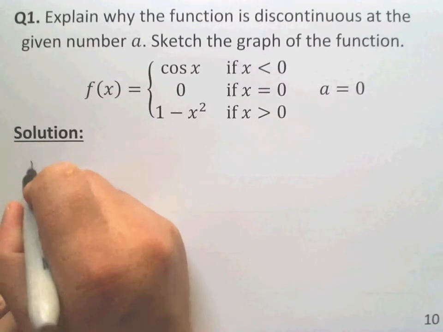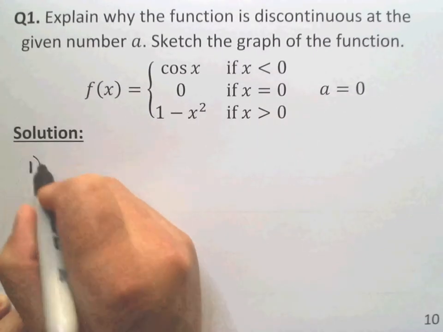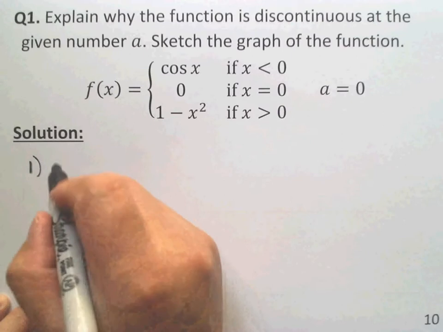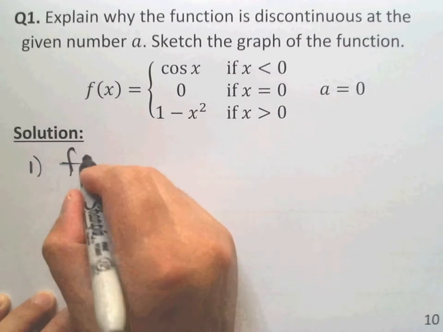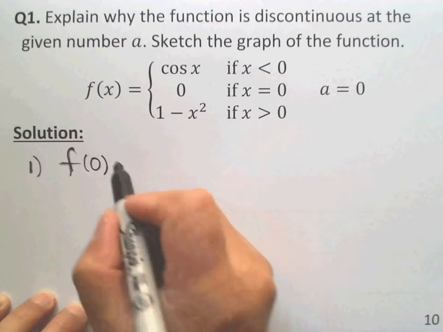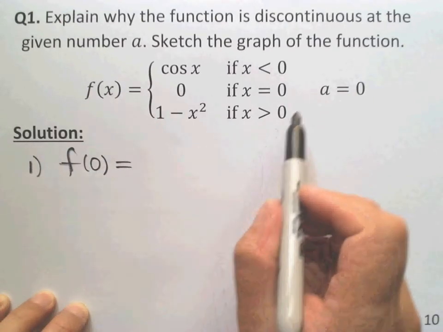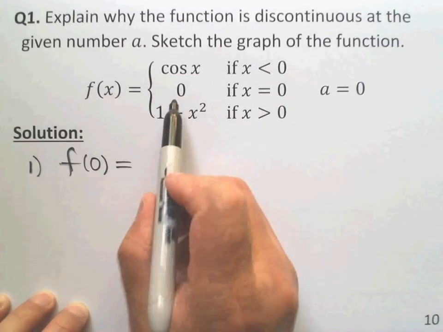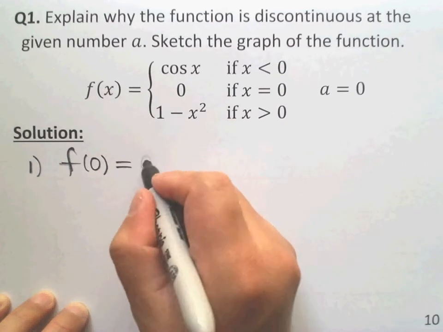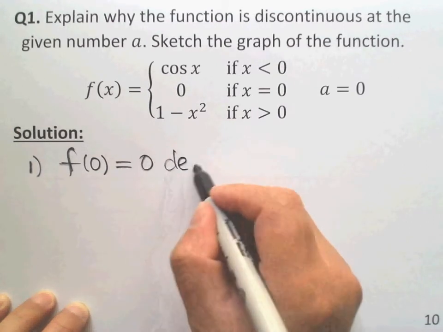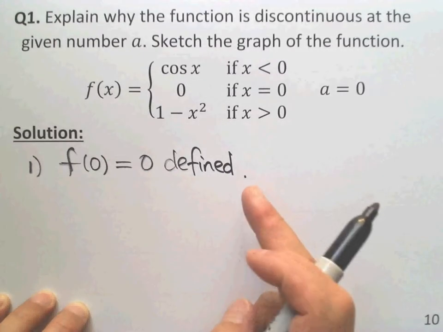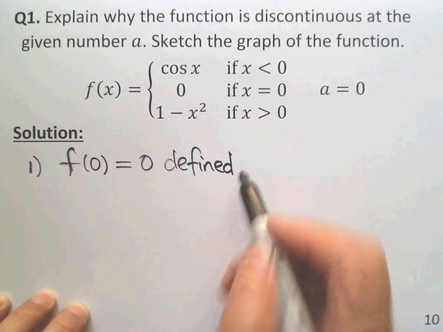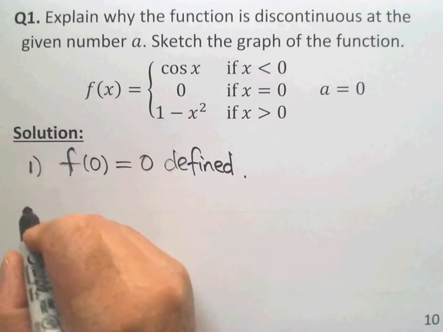We follow the 1, 2, 3 steps always. The first step, we look at whether the function is defined at a, which means, does f at 0 exist? Yes, this time. Why? When x equals 0, y equals 0. So this is 0, which means this is definitely defined. Good. Satisfied for the first.